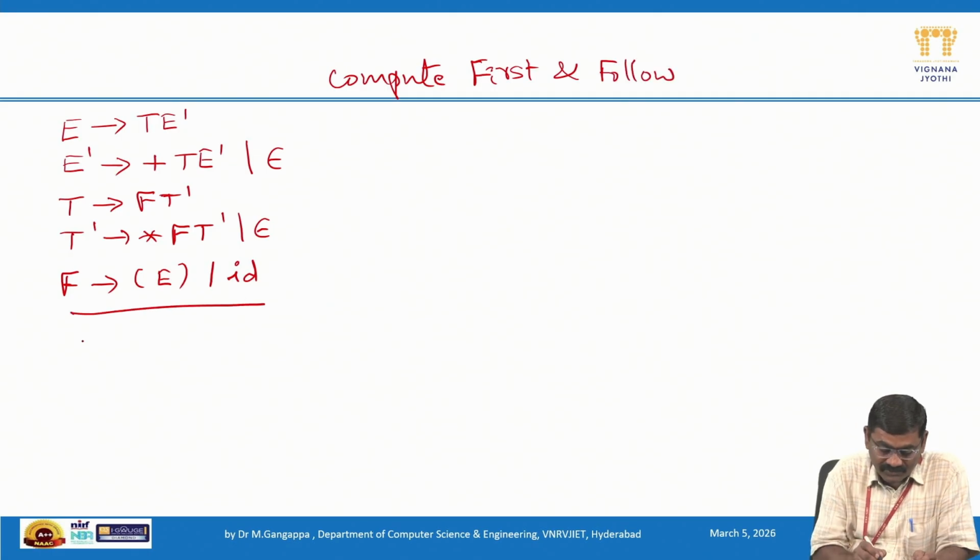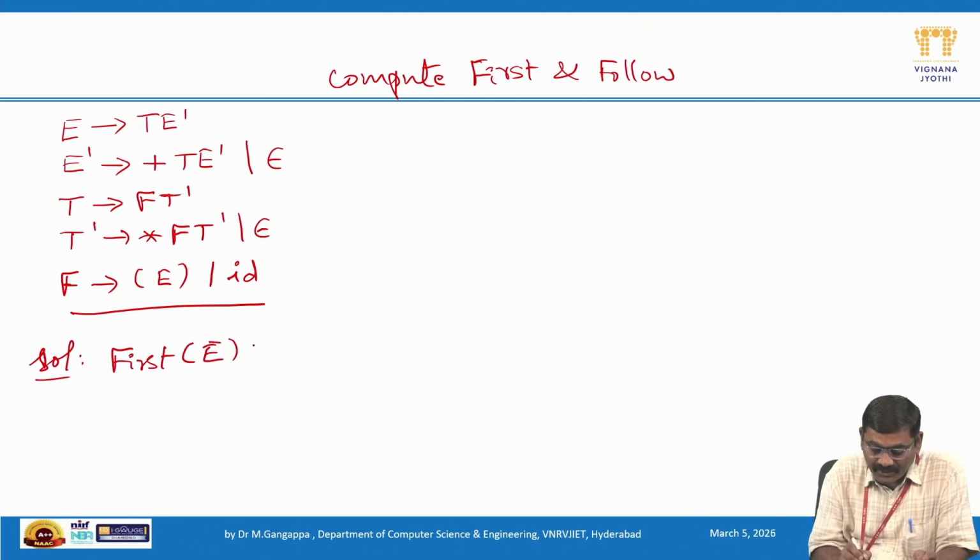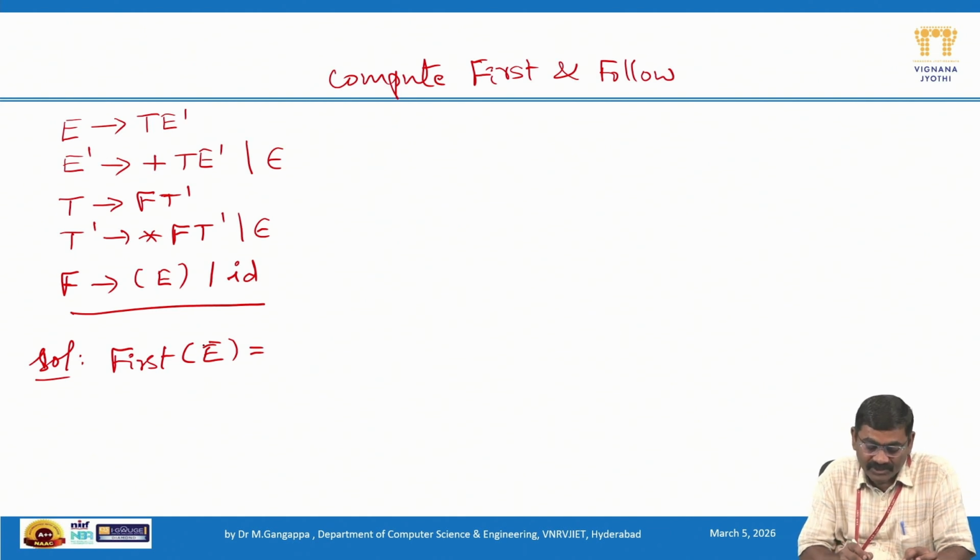So let us compute the first of capital E. To compute the first of capital E, we should take the production E gives T dash. In that E gives T dash, when we observe the right side, the first symbol is a non-terminal. So here we should go to the third rule. In that third rule, we should observe whether T derives epsilon or not. In this grammar, T doesn't derive epsilon. Therefore, we should apply the 3-1. So by using the 3-1, what should we do?